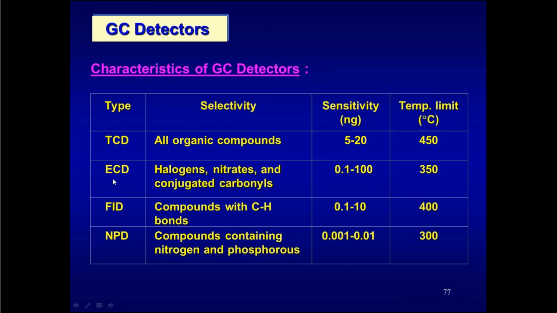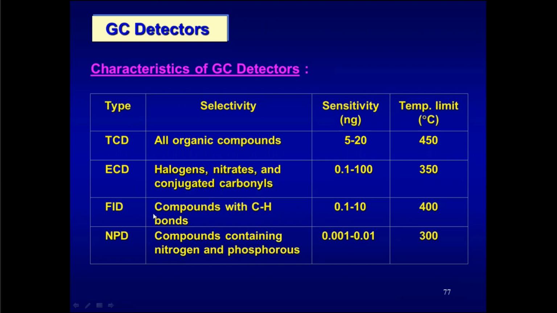The next one, electron capture detector, or ECD, is a very selective detector. It's not a general purpose detector, it's a selective detector. It is selective towards halogens, nitrates, and conjugated carbonyls. Or, in other words, it is selective to those compounds having electronegative functional groups. Then its sensitivity is quite high. It is 0.1 to 100 nanograms. So you see the lower limit is much lower compared to the TCD, and that's why we say this is a much more sensitive detector. The temperature limit is, however, only up to 350 degrees centigrade, much lower than the TCD. So those compounds which require operation temperature to be more than 350, you cannot analyze with an ECD.